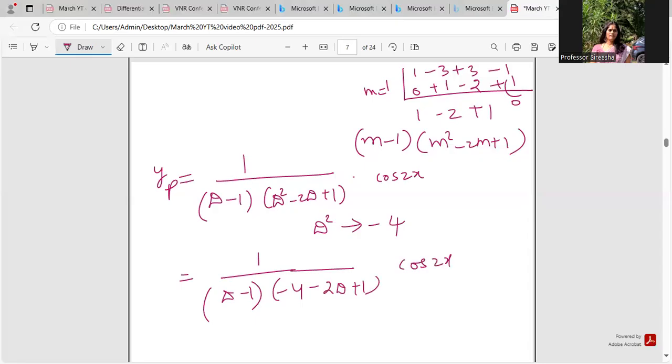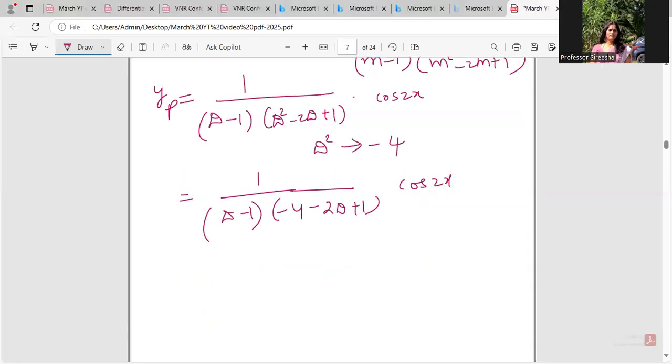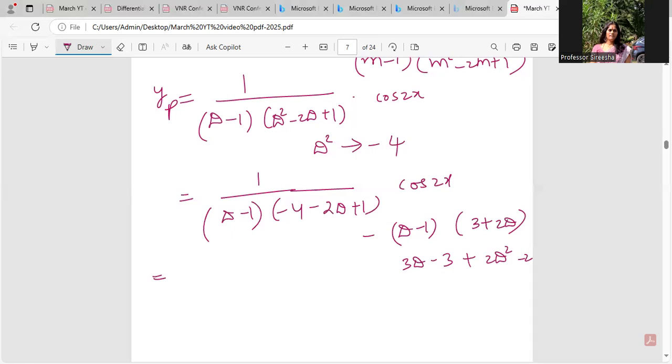I'm not yet done, so cos 2x is still inside, right? So minus 4 plus 1 would be minus 3, and then multiplication of d minus 1 into minus, I can take out, 3 plus 2d. Multiplying this would give me what? 3d minus 3 plus 2d squared minus 2d. 3d minus 2d would be d. And then I have 2d squared and minus 3 with cos 2x.